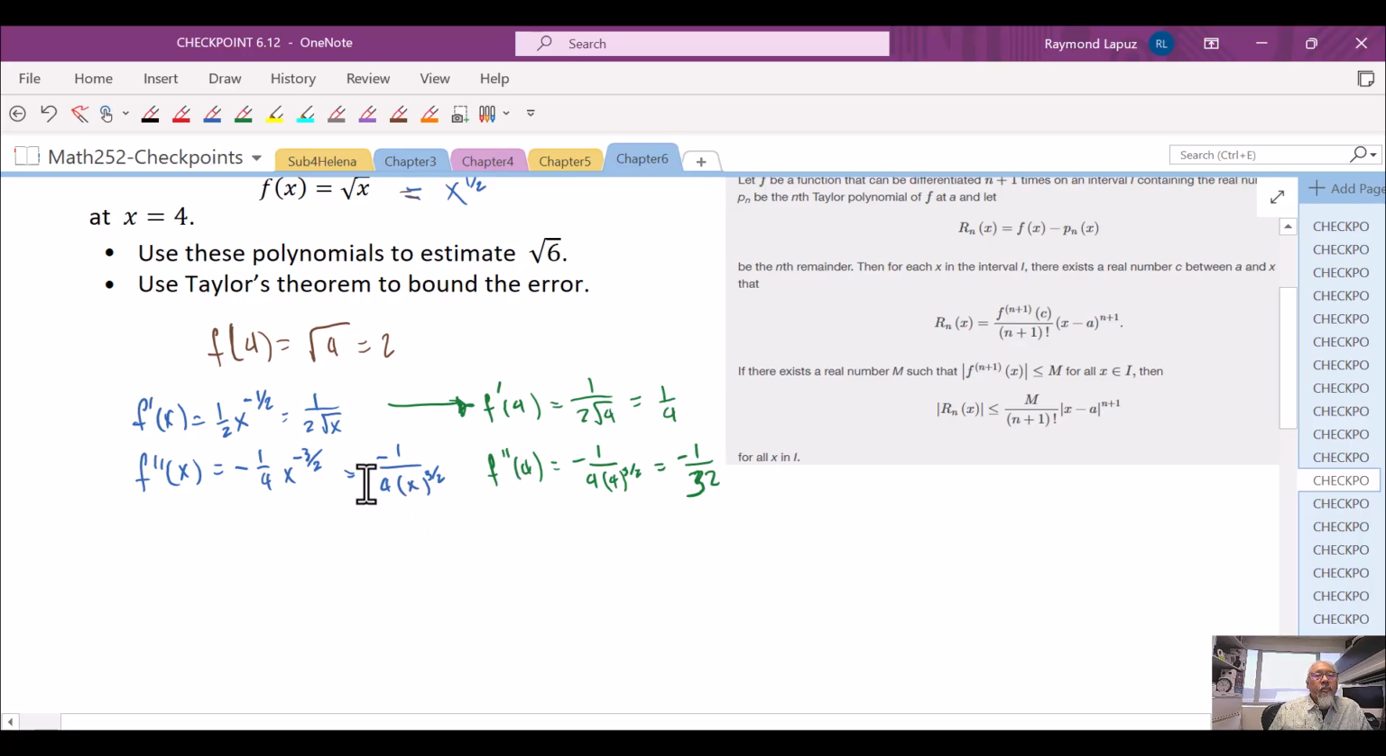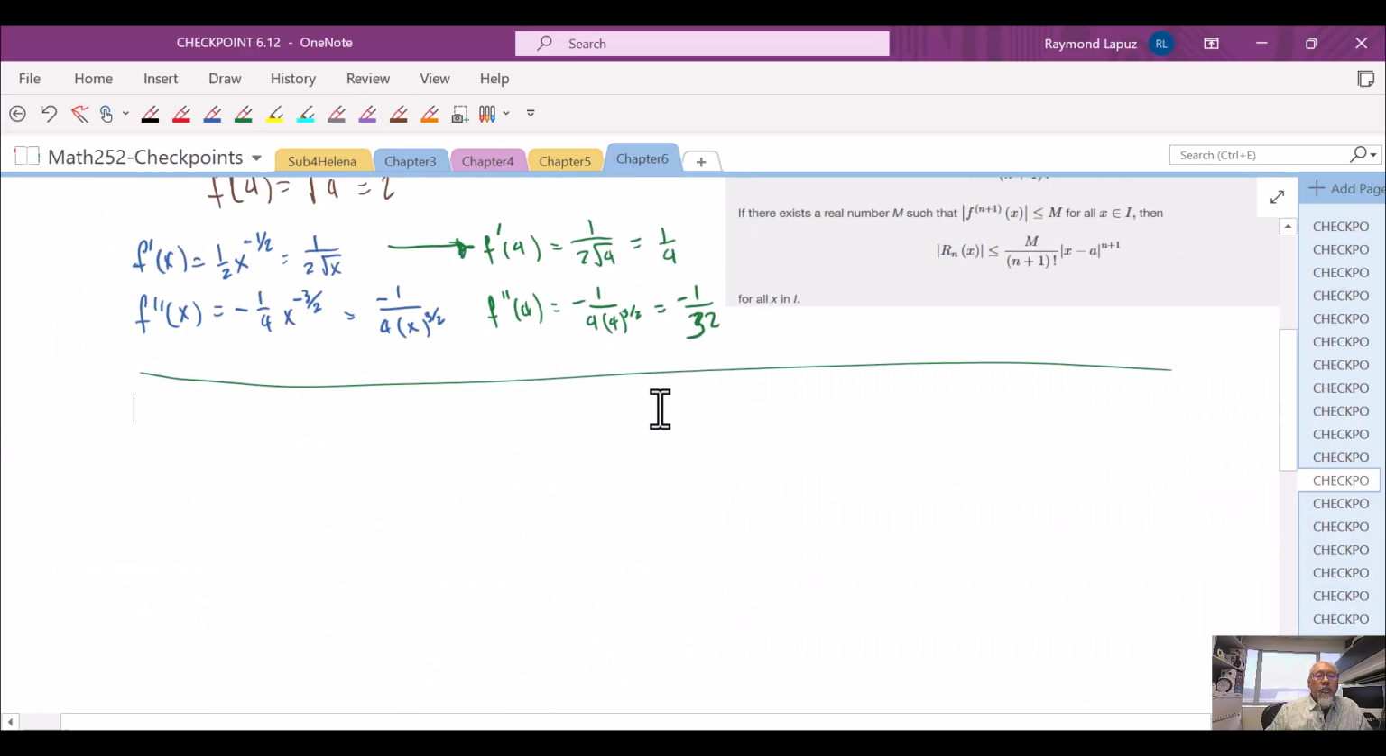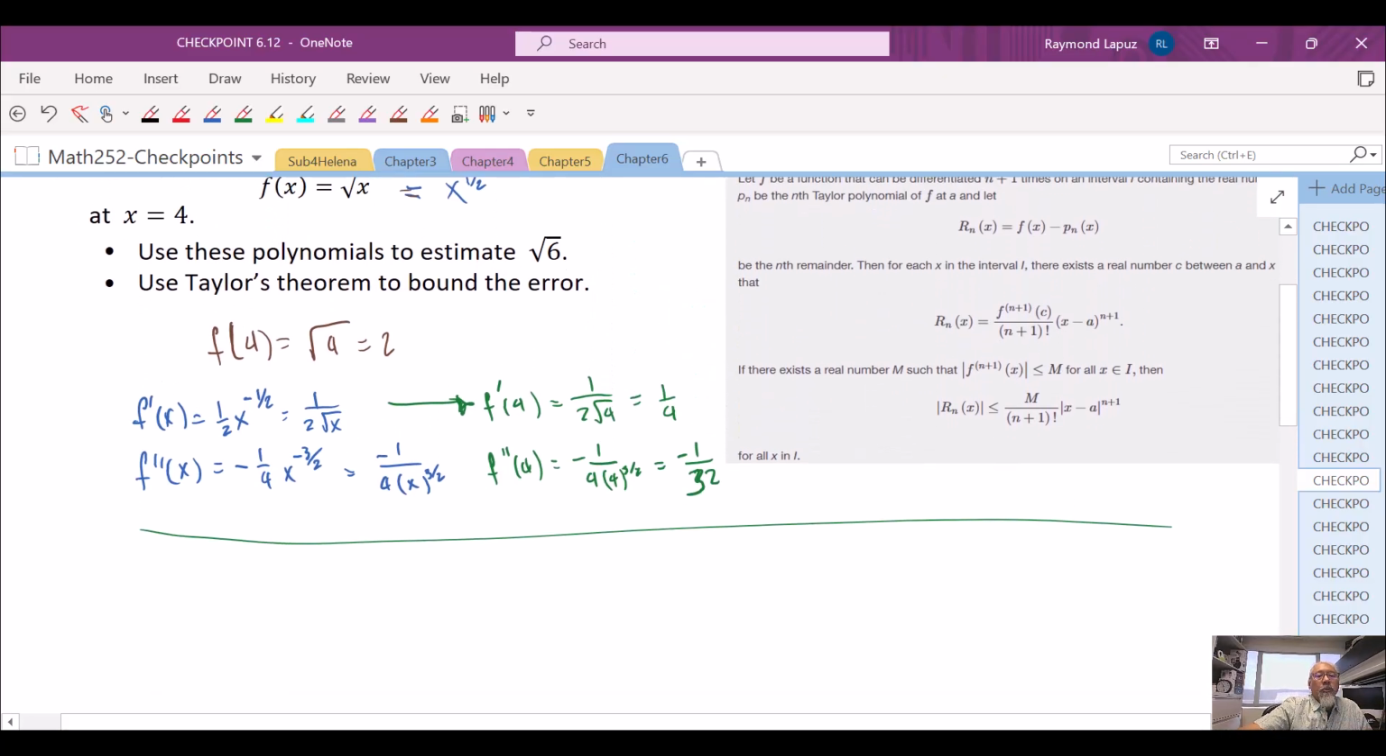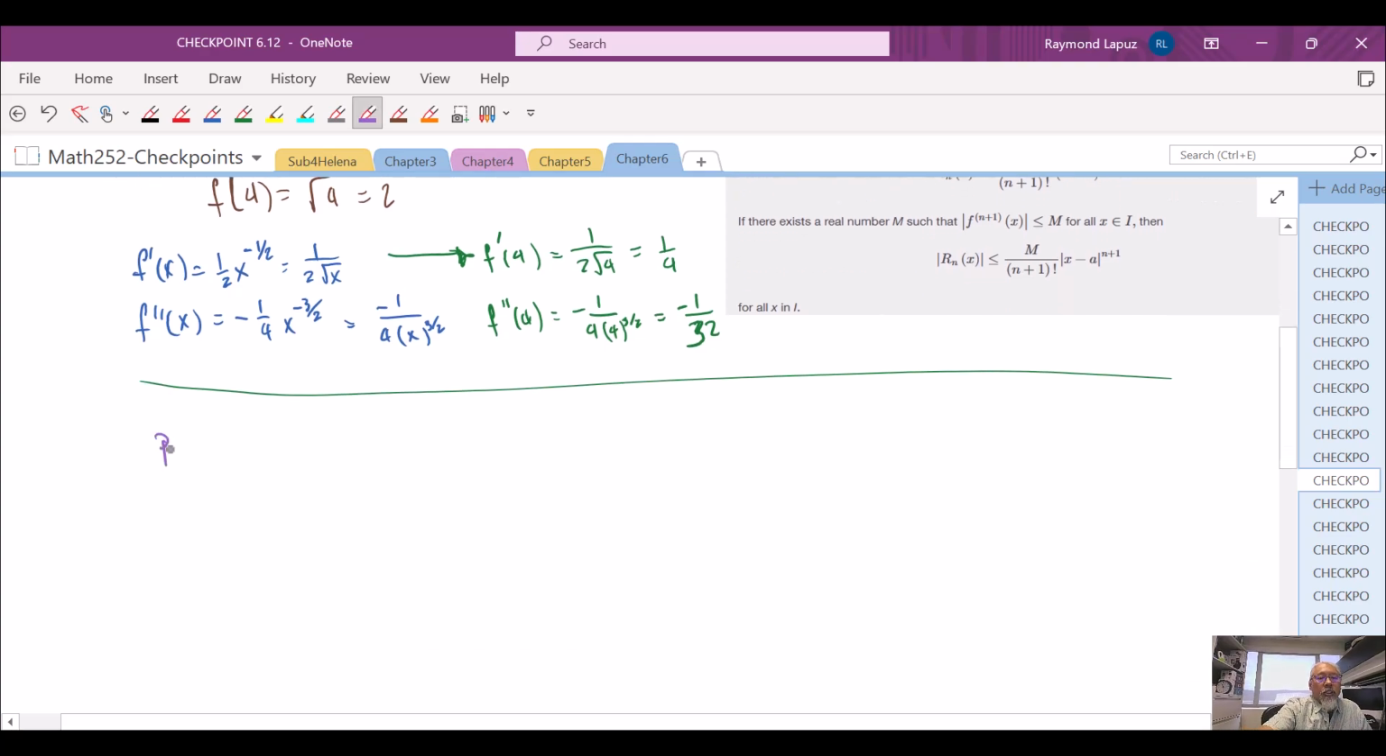Okay, so we got our results. The first Taylor polynomial, second Taylor polynomial will come up looking like this: p sub 1 of x. This is the first polynomial. It is going to be f of 4, so that's 2, plus the derivative, so that's 1/4, times x minus 4, and remember the 4 is the center point. So this is our first polynomial.